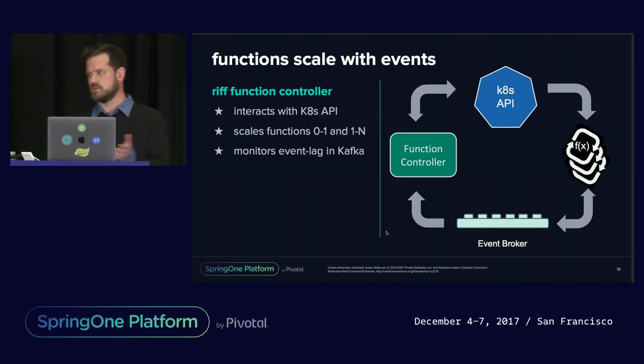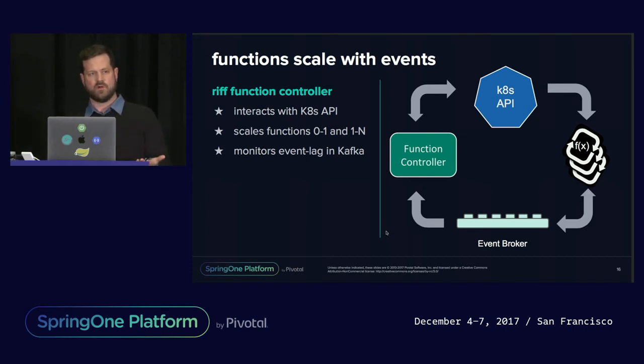Okay, and then I also showed this in the example this morning where the function scales from 0 to n, and n can be configured to anything up to the number of partitions on the input topic. And we're managing that by actually monitoring lag on the event broker.